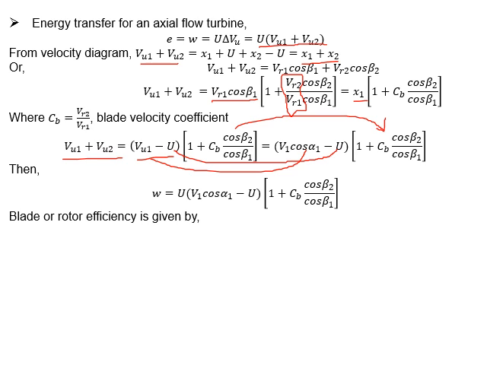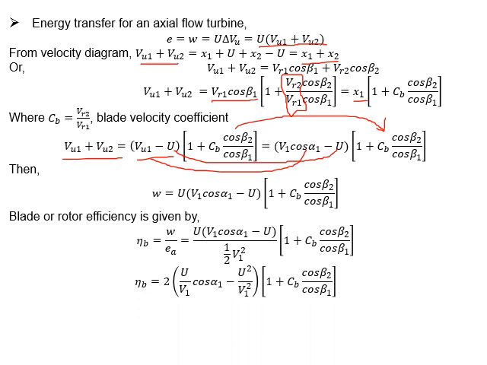Blade or rotor efficiency is given by the ratio of work done or work available at the rotor to the energy available at the inlet. Work available at the rotor is given by U into V1 cos alpha 1 minus U into 1 plus CB cos beta 2 by cos beta 1, and energy available at the inlet is the kinetic energy, that is half V1 square. Let's simplify this. After simplification, the blade efficiency, or rotor efficiency, is equal to 2 times U by V1 cos alpha 1 minus U square by V1 square, times 1 plus CB cos beta 2 by cos beta 1.